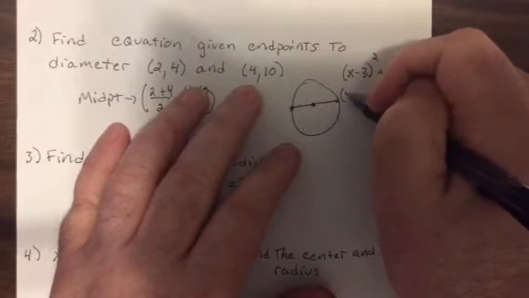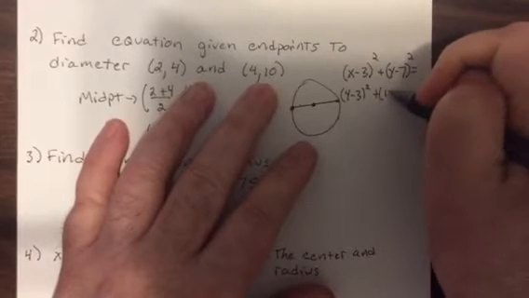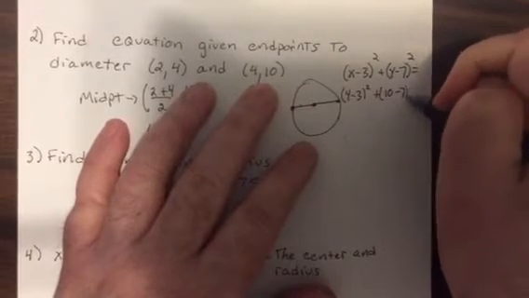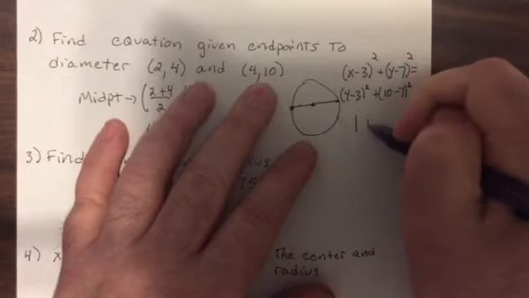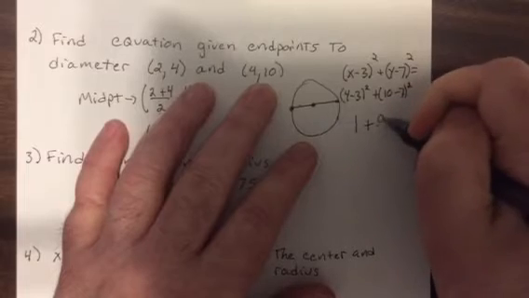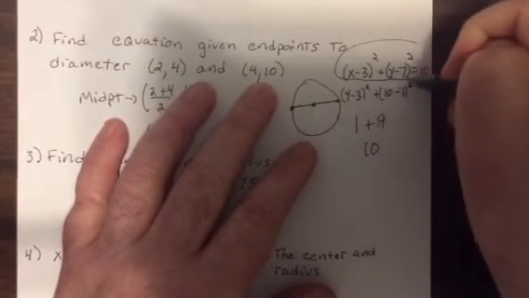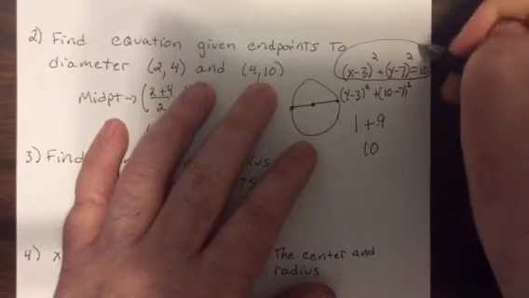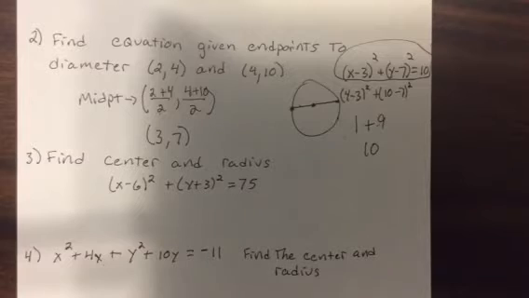So if I did (4 - 3) squared plus (10 - 7) squared, this would be 4 minus 3 is 1, squared is 1, plus 10 minus 7 is 3, 3 squared is 9, so the answer has to be 10. That's one way. That's upper level math. You see that done all the time.